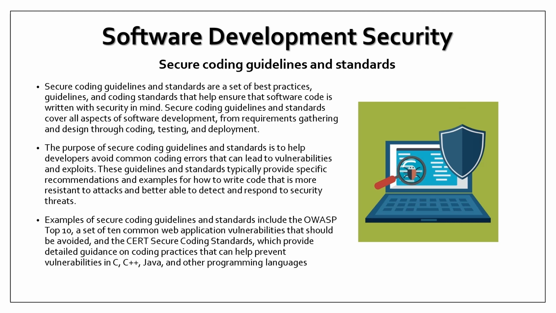Examples of secure coding guidelines and standards include the OWASP Top 10, a set of 10 common web application vulnerabilities that should be avoided, and the CERT Secure Coding Standards, which provide detailed guidance on coding practices that can help prevent vulnerabilities in C, C++, Java, and other programming languages.